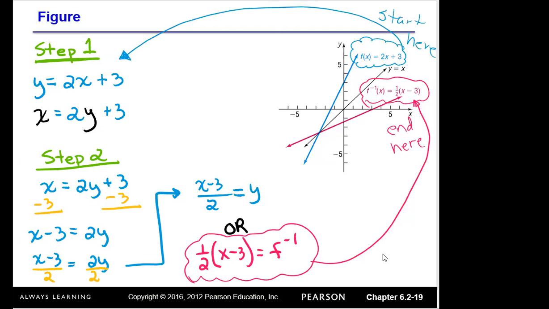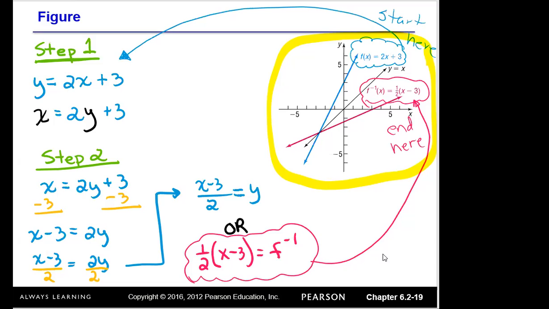Here's the figure over here, this figure right here. This is the graph. And so I shrunk it down and did the work ahead of time. But the blue graph is 2x plus 3. And they found the inverse, which was the pink one of 1/2 times x minus 3. But I went through the steps to show you how they got it.